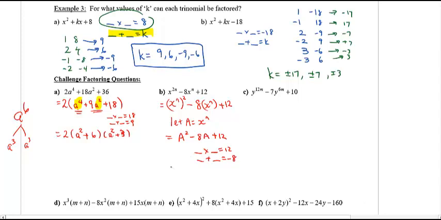6 and 2, good. So this becomes a minus 6, a minus 2. But wait, that's not how we started the question. We started it with this, right? A equals x to the power n, so we need to re-substitute that back in. X to the power n minus 6, and x to the power n minus 2. And that is our final answer.